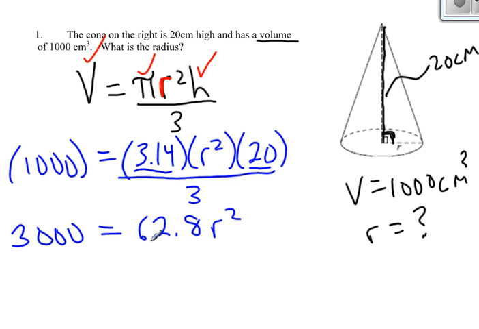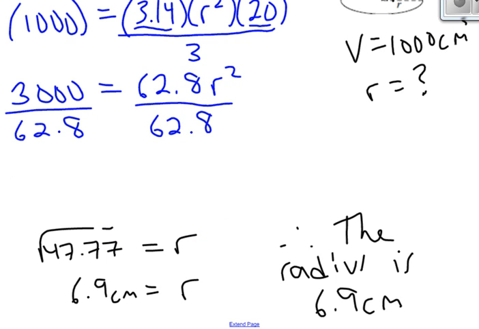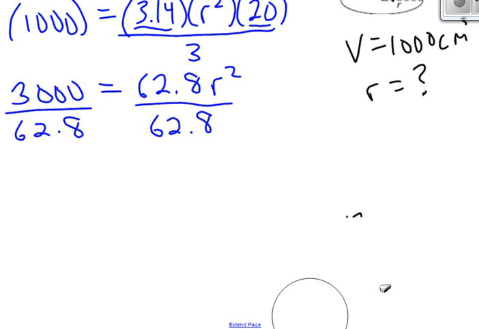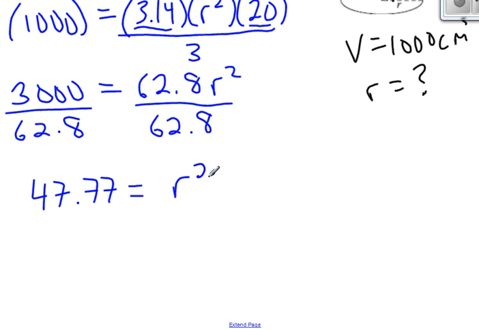So to isolate r squared, we divide both sides by 62.8. And so in your calculator, do 3,000 divided by 62.8. And you should get 47.77. It almost looks like I had that answer in advance, but we pretend I don't. Okay, so in your calculator, 3,000 divided by 62.8 is 47.77, and that's the value of r squared.